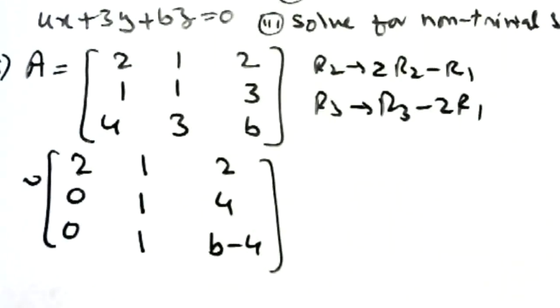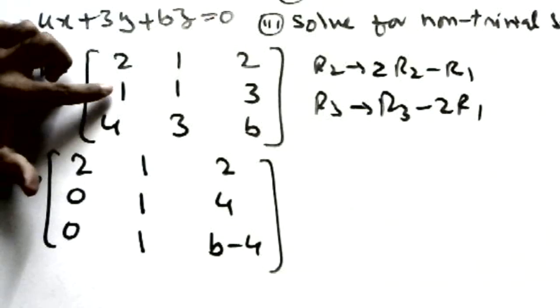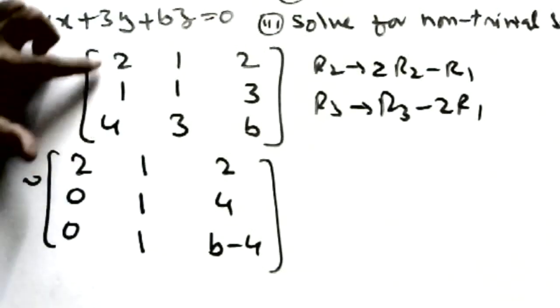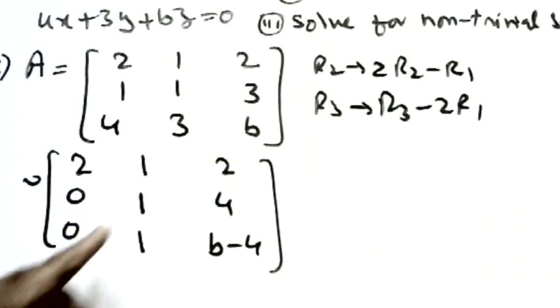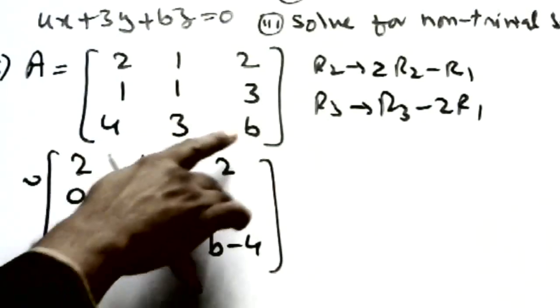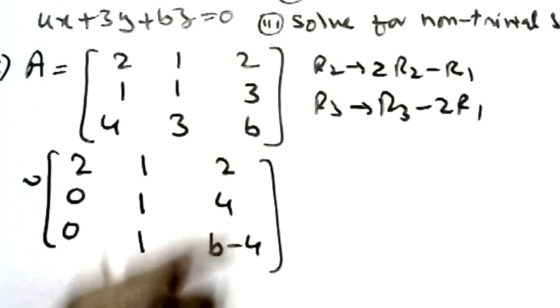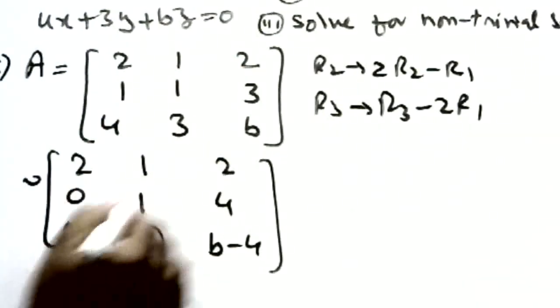So I wrote one step. We wrote already A equals. Now we have to make this one 0: R2 minus 2R1. This also 0: R3 minus 2R1. I did one step already. Okay, now let me make this one 0. See here, R3 minus 2R1, 2 into 4, b minus 4.